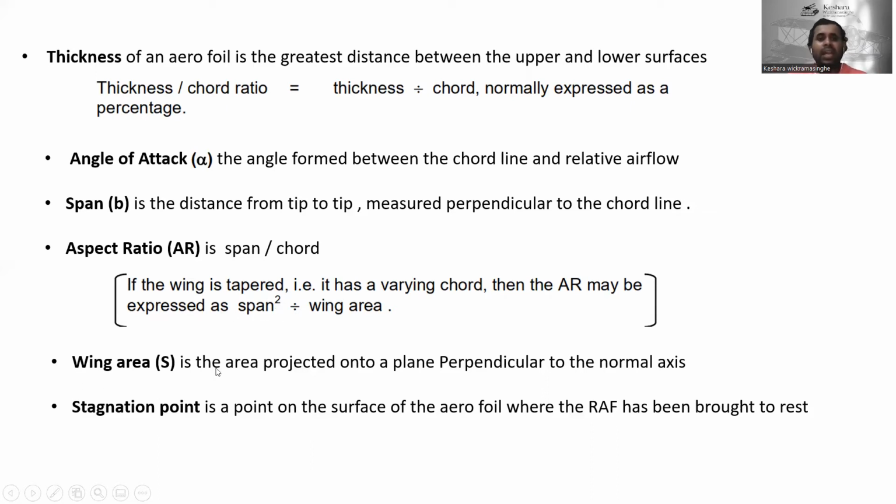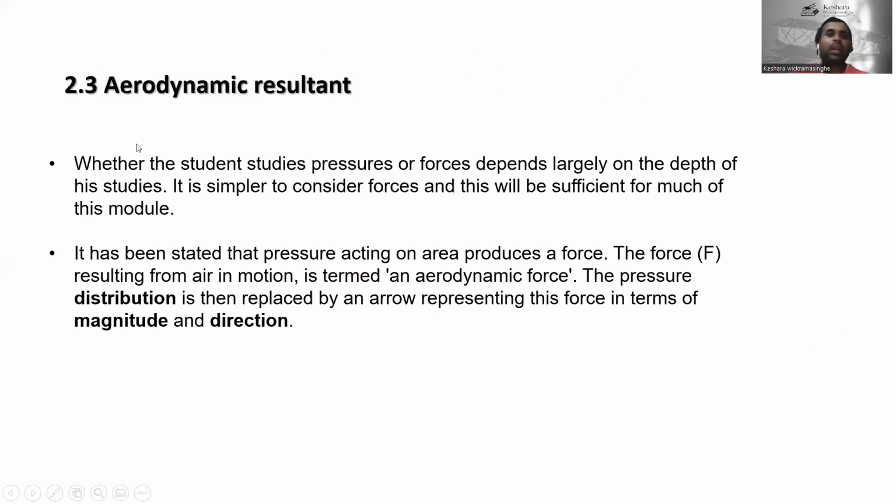Now the wing area is the area projected into the plane perpendicular to the normal axis, and the stagnation point is the point on the surface of the aerofoil where the relative airflow has been brought to rest. Okay, remember. Now the next one is aerodynamic resultant.